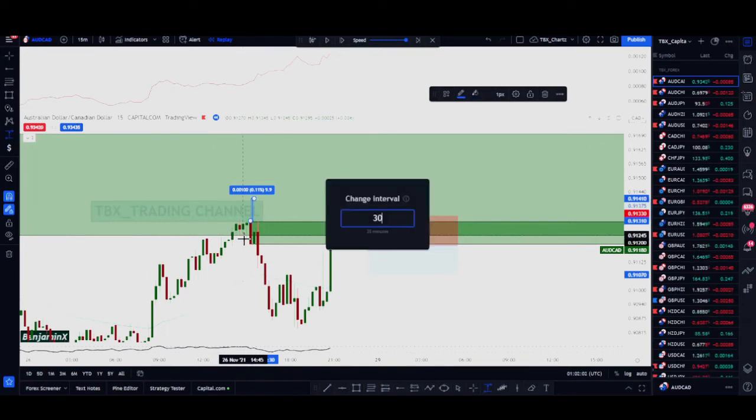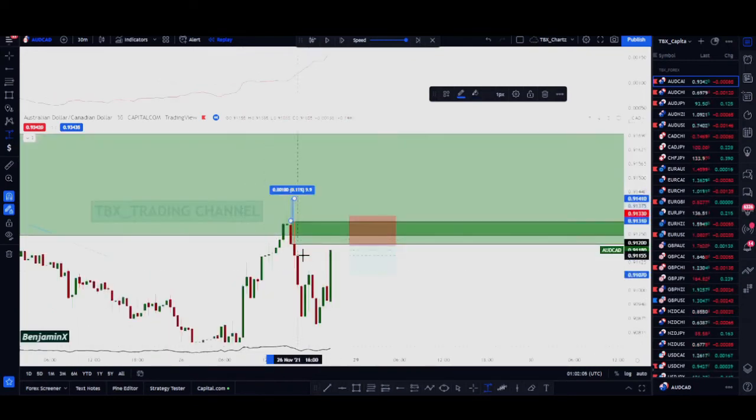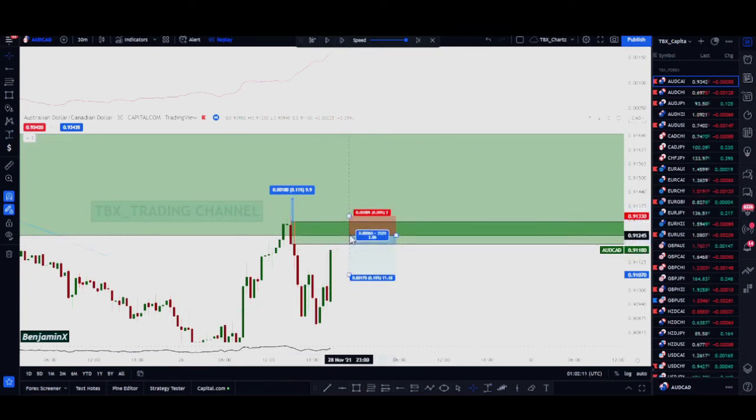In fact, let me change this to 30 minutes. I think I'm going to use the 30 minutes order block. Let me shift this down to this. Now you can either shift this or leave it as 10. Since I'm already increasing the order block, I'm thinking I'm going to leave it as 10.